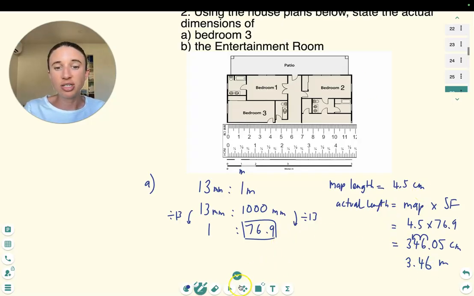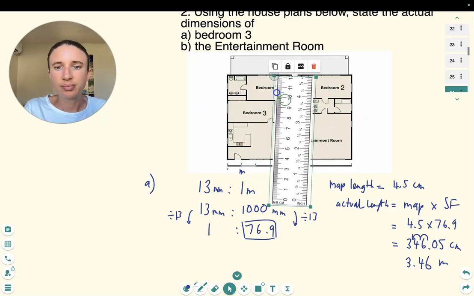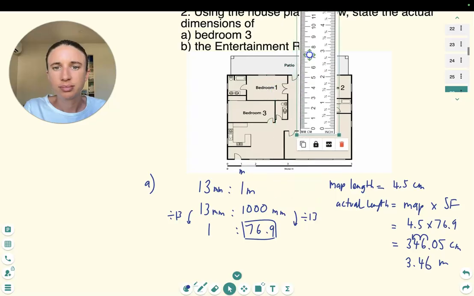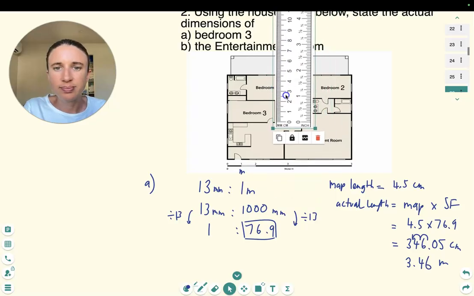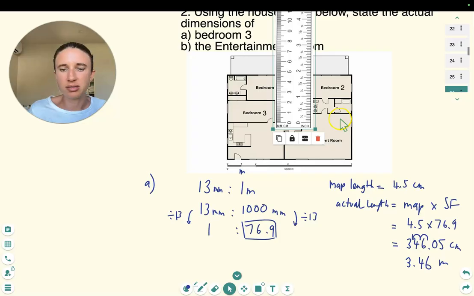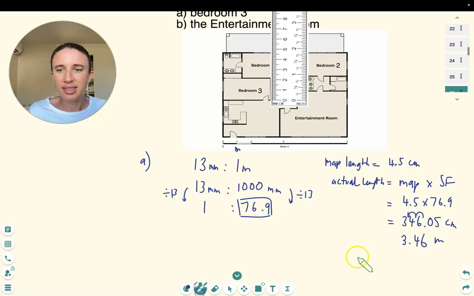Now, they want the dimensions, so we're going to have to also find the width. The width of bedroom 3. I know we could be more accurate, but I'm going to say that's 2 centimeters, just in the interest of time. So our map width is 2 centimeters. Whoa.